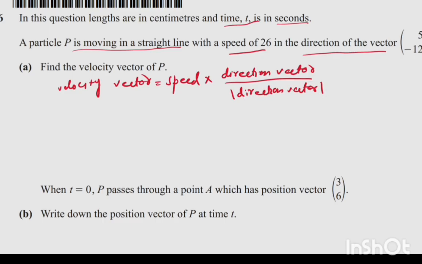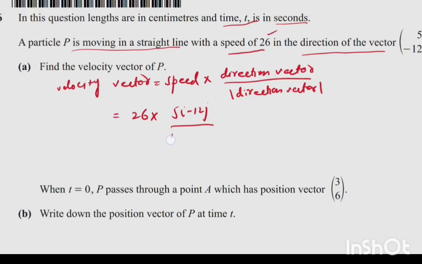Okay dear friends, now here, what is the speed? The speed is 26. What is the direction vector? We have 5 minus 12j. This is our direction vector, and its magnitude we note very simply as the square root of 5 squared plus (minus 12) squared.